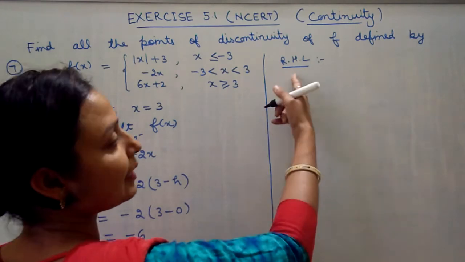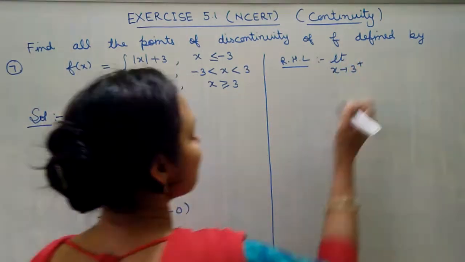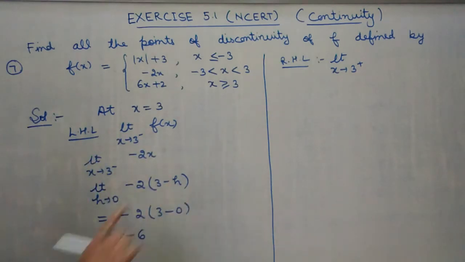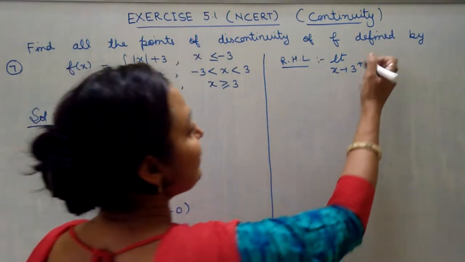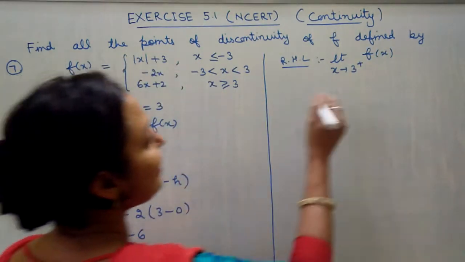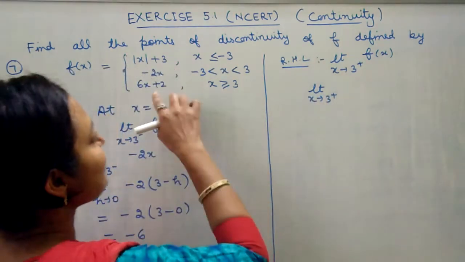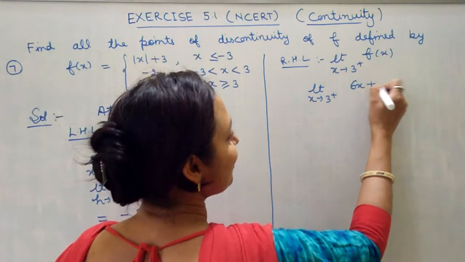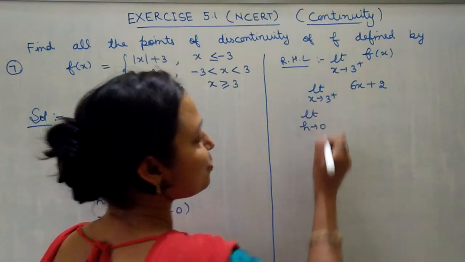Now come to the right hand limit. Limit x approaches to 3 positive. After solving this left hand limit, I will solve the right hand limit. For 3 positive, the function is 6 plus 2x. Limit x approaches to 3 positive of 6 plus 2x. To eliminate this one, I will again take h approaches to 0.